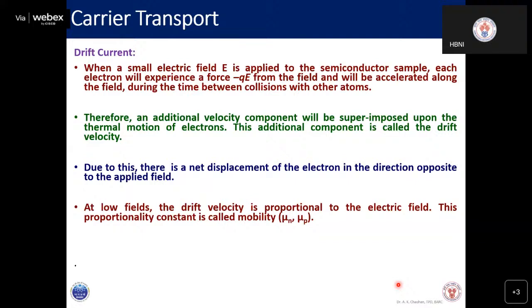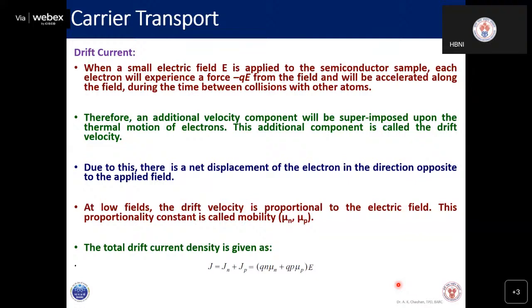The more the electric field, the higher the drift velocity. The velocity is proportional to E, and if you remove the proportionality sign, this constant is called the mobility. So there will be mobility for electrons and also for holes. Electron mobility is represented by mu n, and hole mobility is represented by mu p.